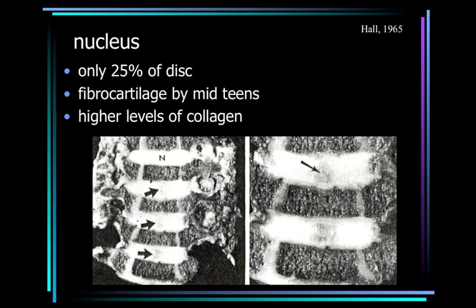The nucleus is very different in the cervical spine than in the lumbar spine. It's only 25% of the disc in the young cervical disc, as compared to 50% in the lumbar spine. It becomes fibrocartilaginous by the mid-teens, whereas in the lumbar spine this is more toward the late 30s. There are higher levels of collagen within the nucleus and the disc in the cervical spine at all ages.